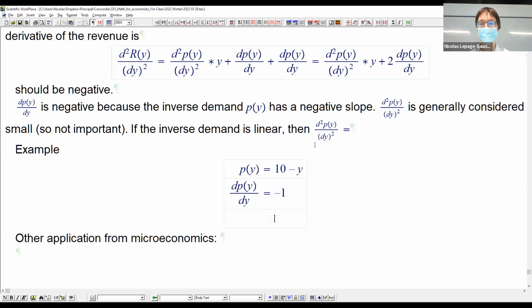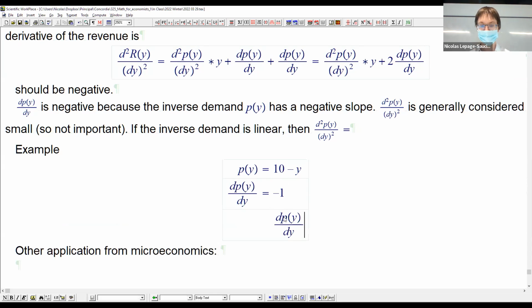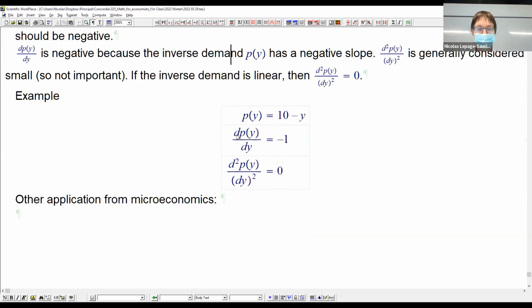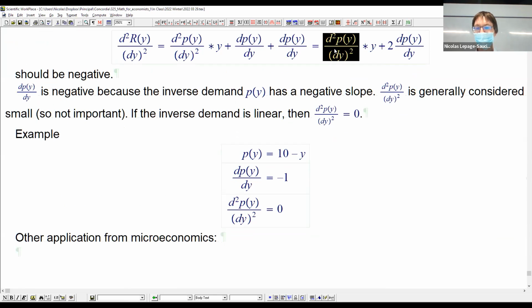So yes, this is equal to -1. I just take the derivative of this, and this is 0, so -1. And what is the second derivative? It is equal to 0. So you see that if it's linear, then the second derivative is equal to 0. That's why we don't care too much about it, but in principle, it's there. We have to make sure that we indeed found a maximum. I don't know if there's some way to know something about this, but in principle, it's okay.